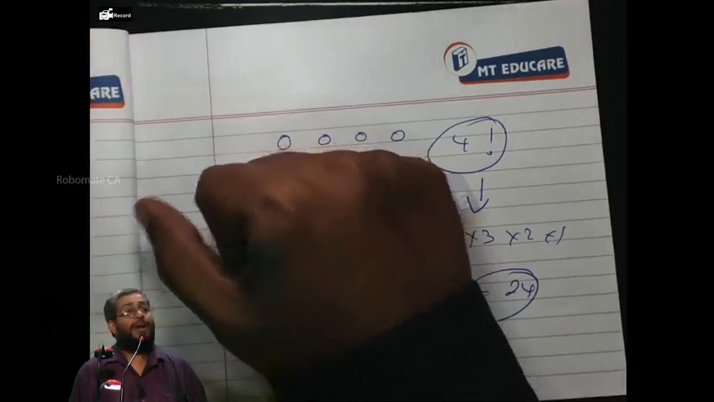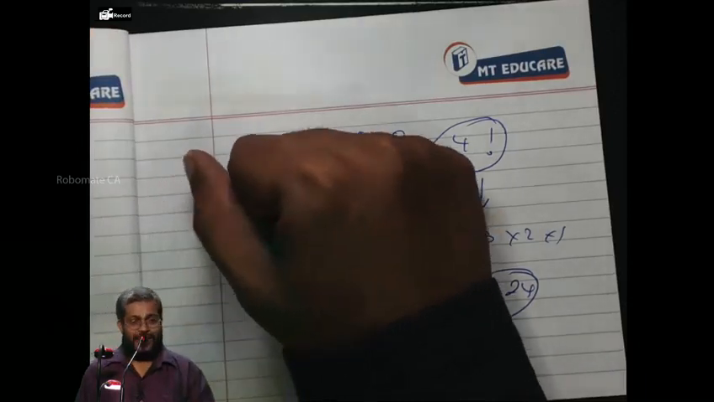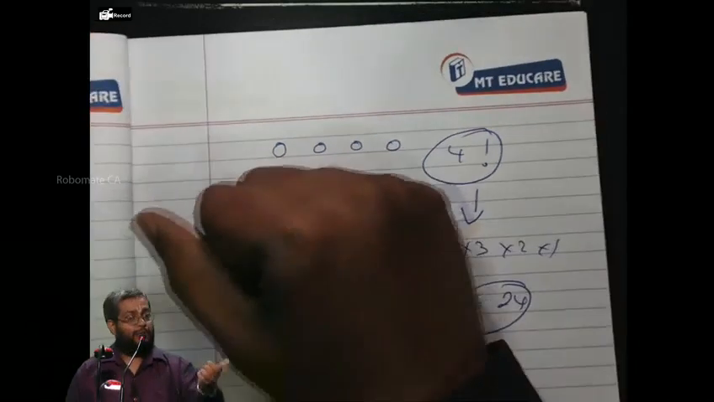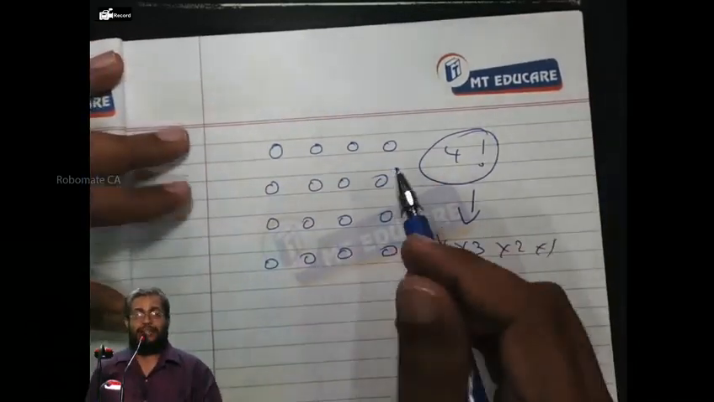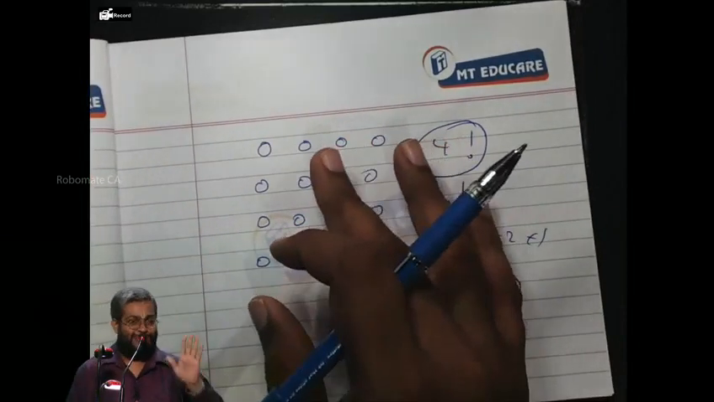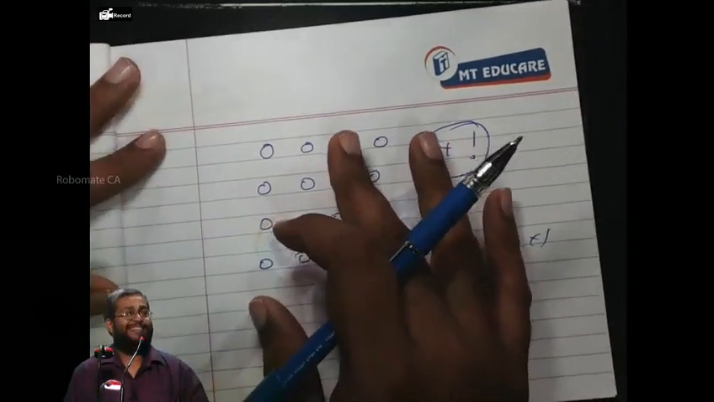Now, ask me, sir, what is the probability of head and tail? Not possible, since they are mutually exclusive. But I'll give another example. I have 2 dice. How many dice here? 2 dice.